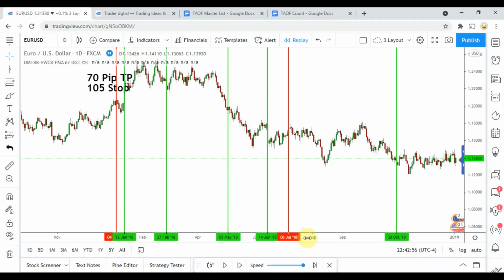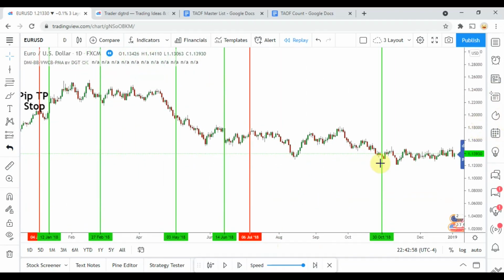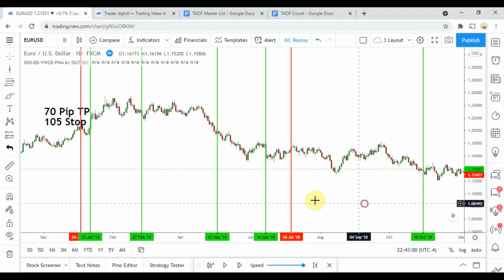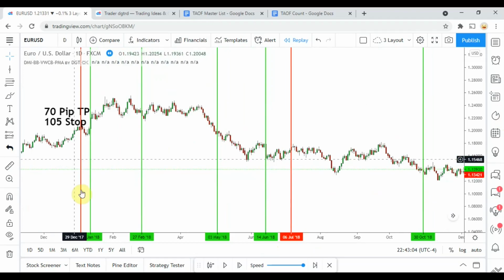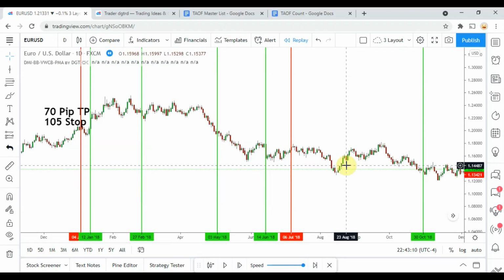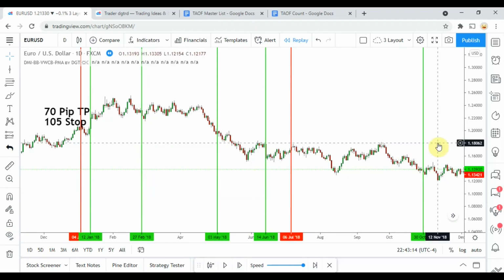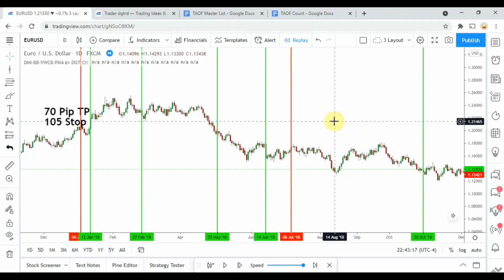Let's see here. Get everything in focus here. All right, there we go. Let's count these out and see what we get. So we have 1, 2, 3, 4, 5, 6, and 7. So we have 7 signals altogether, and we have 1, 2, 3, 4, and 5 winning trades.